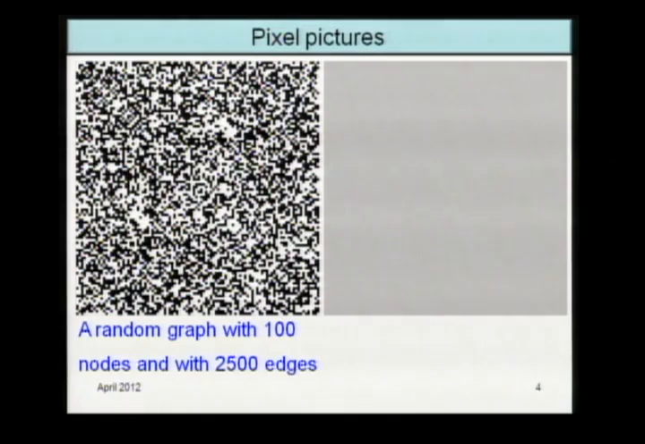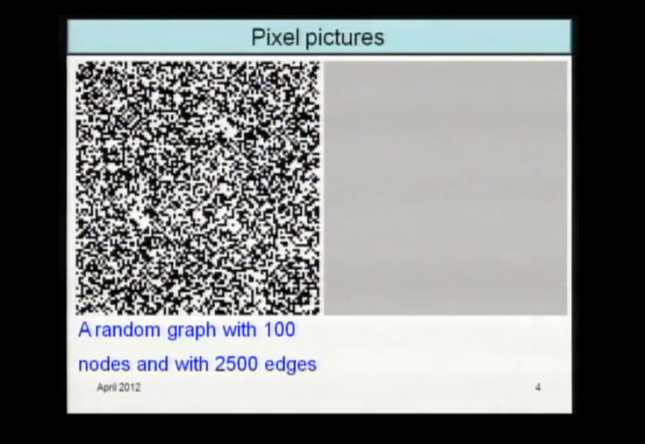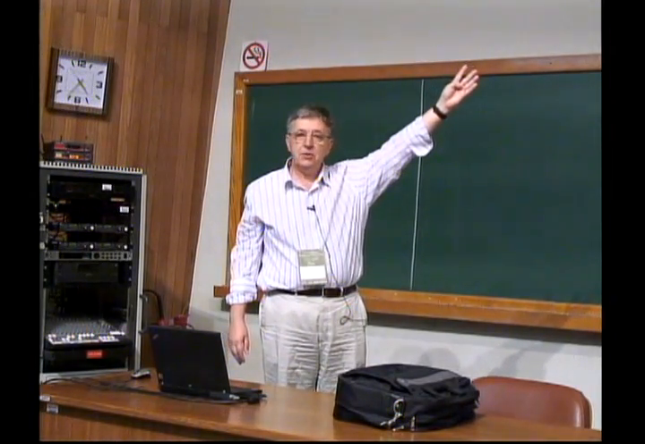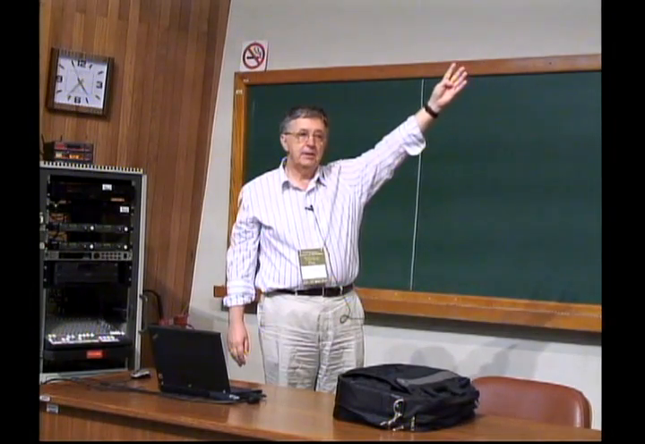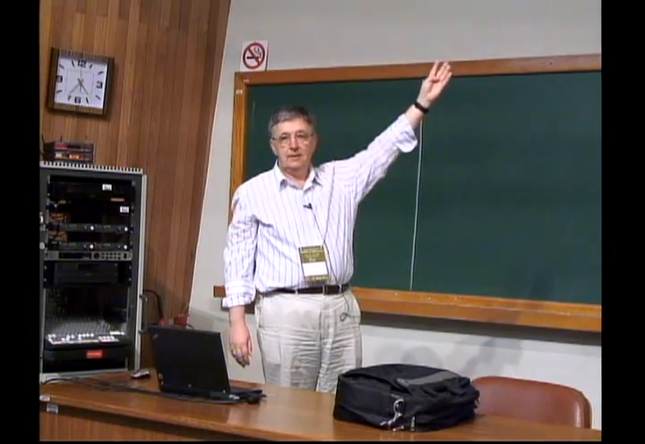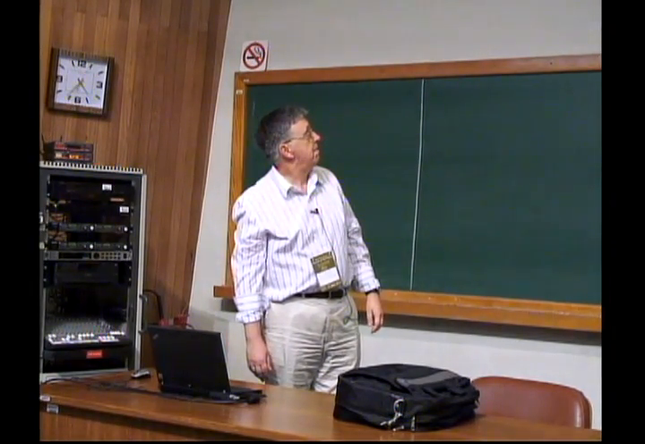There's no feature. But you have to be a bit careful. Let me give you another example. If instead of this 100 we take a very large number n of nodes, and n tends to infinity, then these random graphs tend to this gray picture, which I think of as the identically 1/2 function on the unit square. So the limit of random graphs should be the identically 1/2 function.